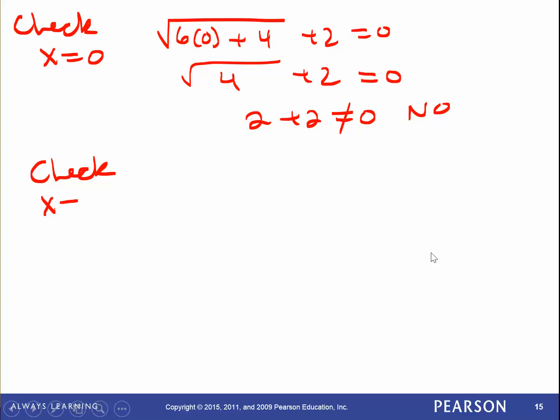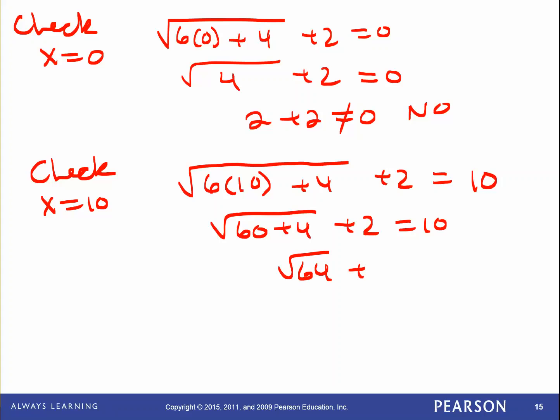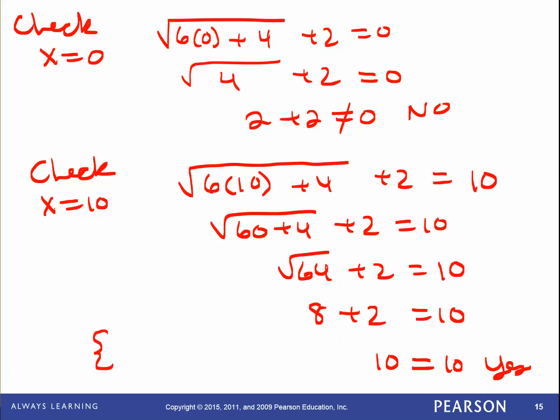Okay, so then let's check x equals 10. Plugging in 10 for the x variable. Let's see if this works now. That's going to be 60. 60 plus 4 is 64. And again, the square root of 64 is 8, and then 8 plus 2 is going to be 10. That's going to be a good one. So that does check out. So the only answer here is really 10.